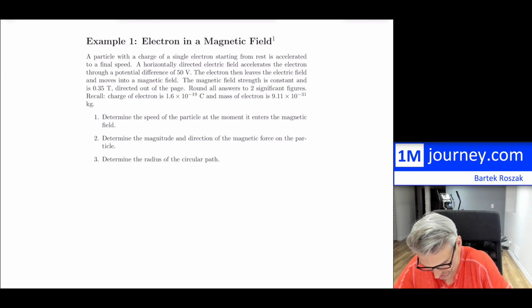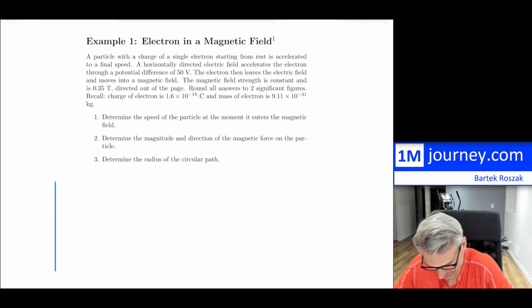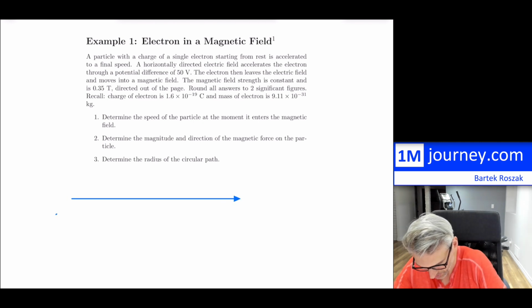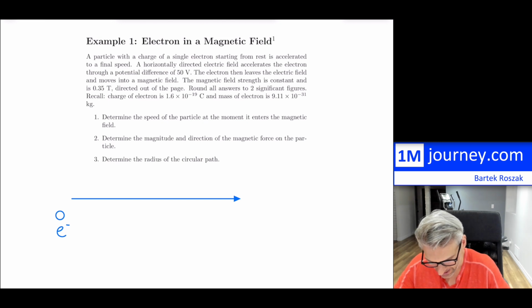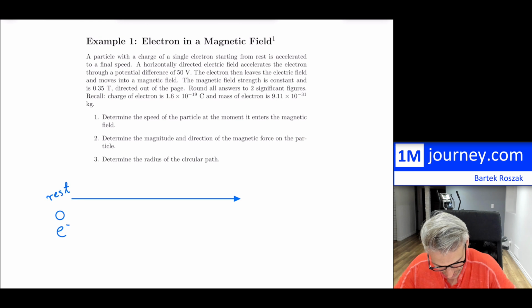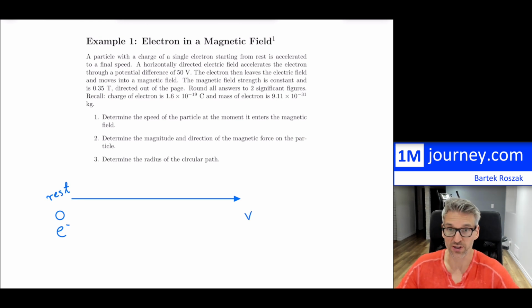All right, so what is exactly happening? Within here, let's say we have an electric field which is going to be pointing in this direction. We have this particle, which is just a single electron. It is going to be traveling in, starting from rest, and then it picks up a certain amount of speed as it leaves this electric field.